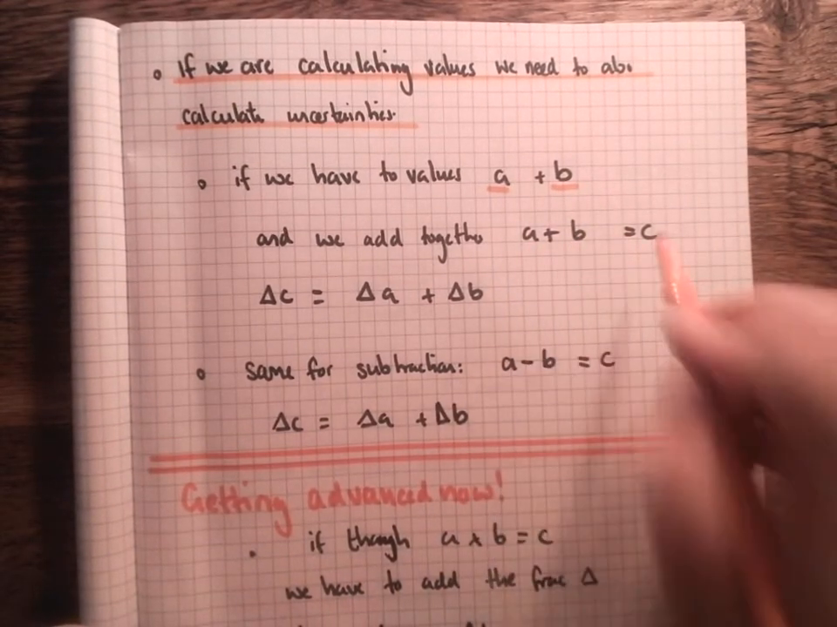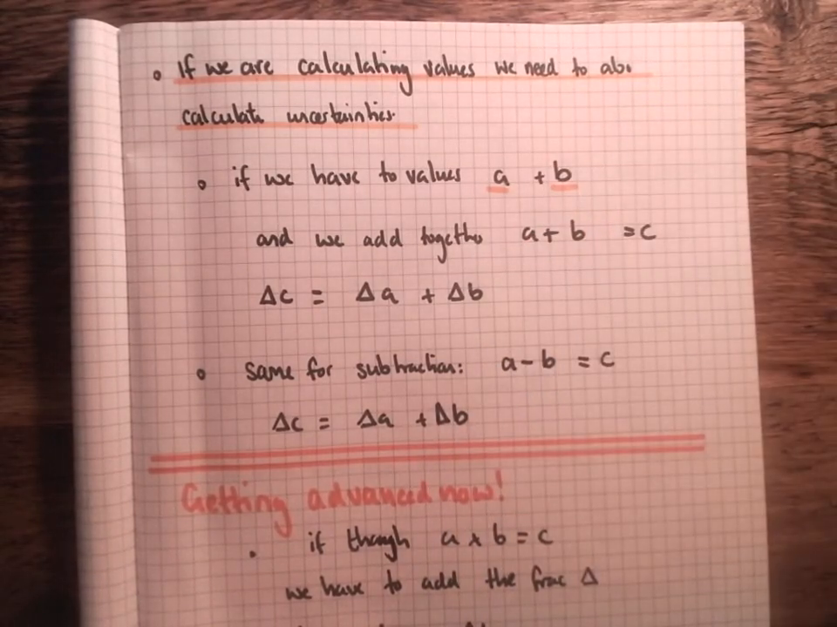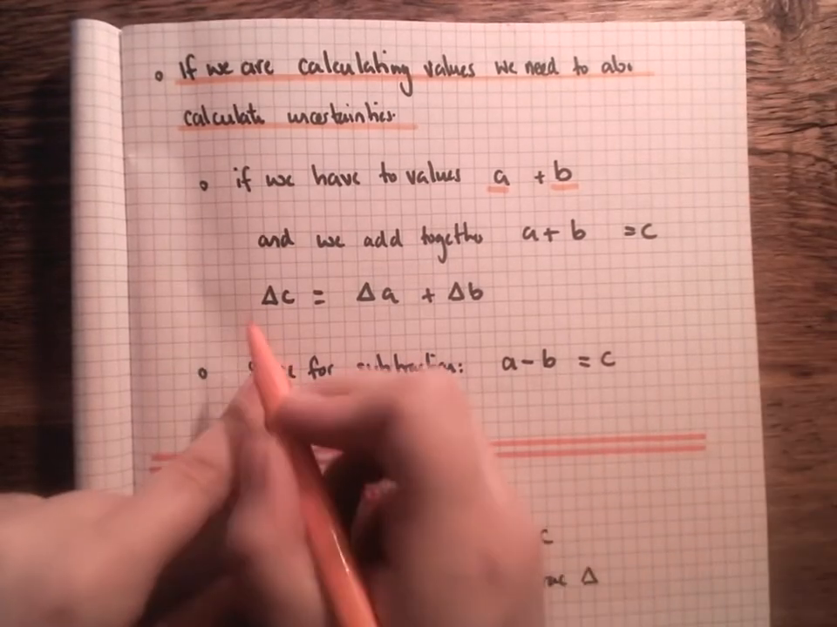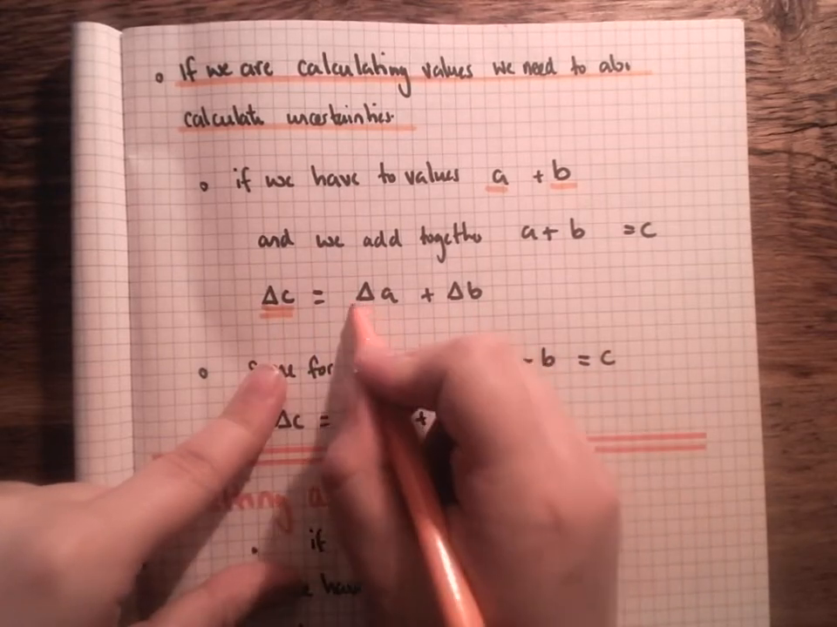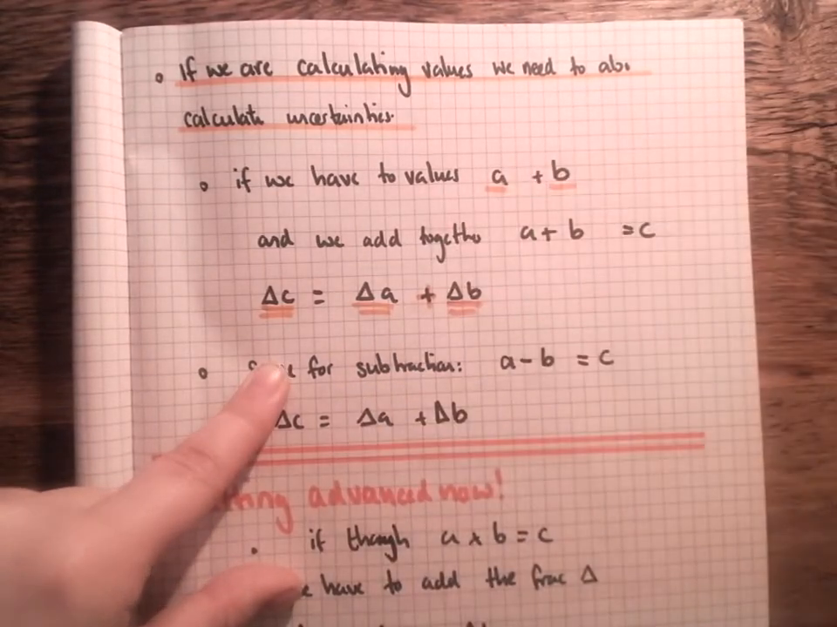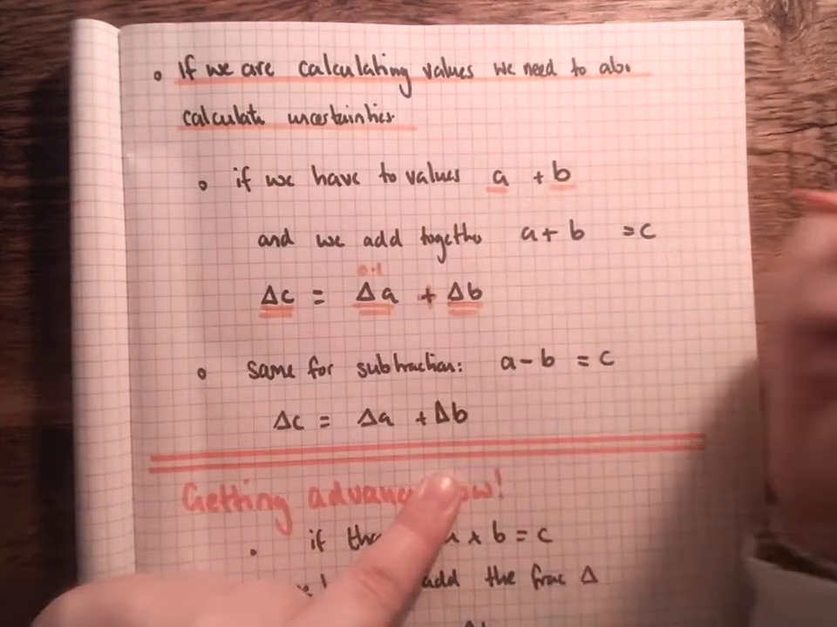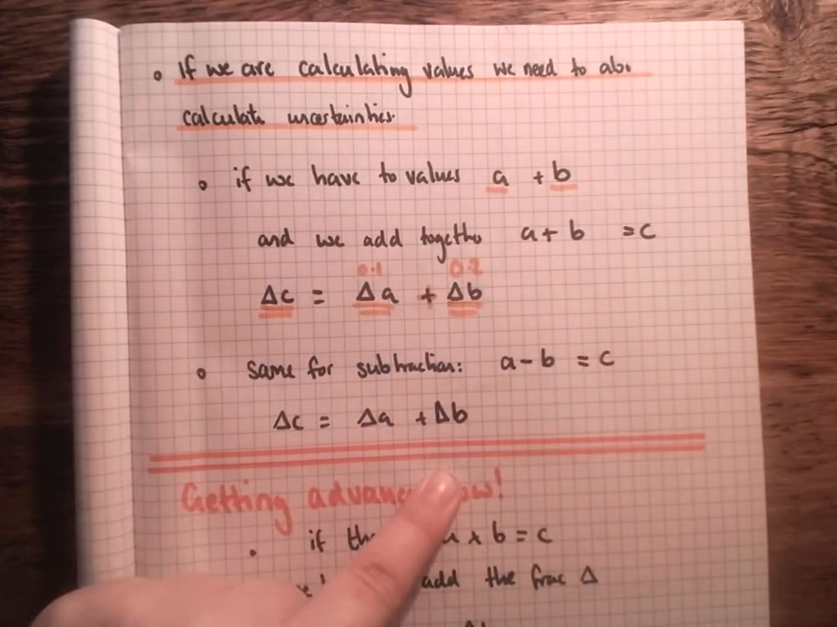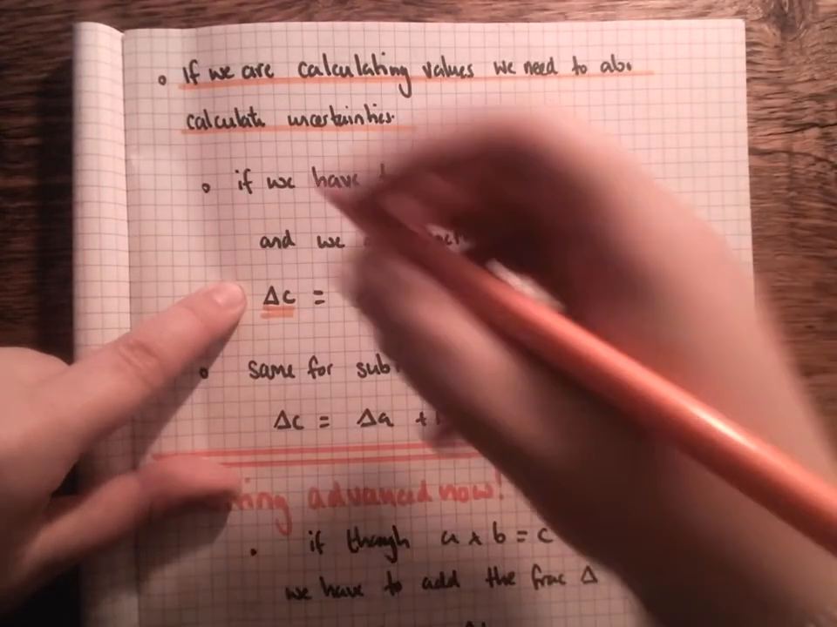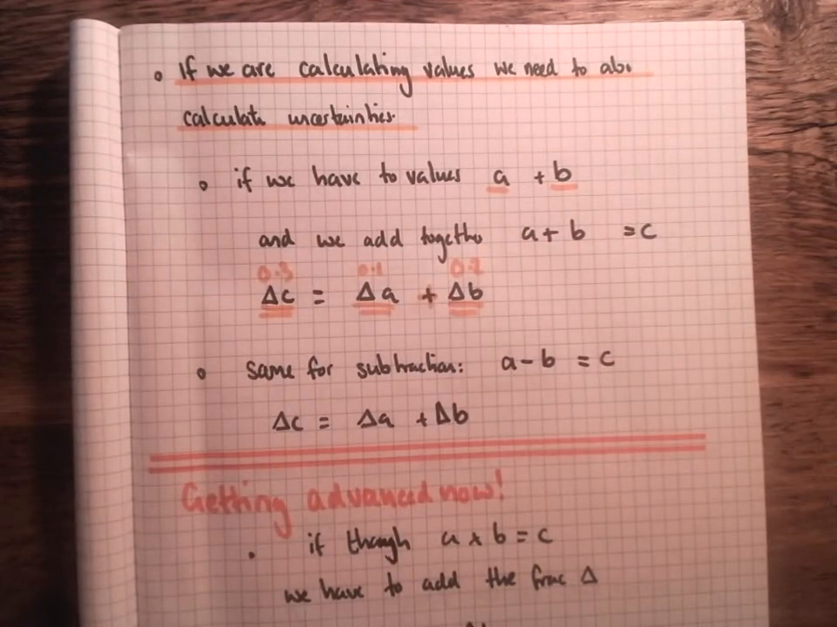So A plus B is equal to C. Well, if I know the uncertainty of A and I know the uncertainty of B, I can then figure out the uncertainty of the answer C. I just simply add the two of them together. So the uncertainty of C is equal to the uncertainty of A added to the uncertainty of B. So if the uncertainty of A was 0.1, and the uncertainty for B was 0.2, the uncertainty of C is going to be 0.3. I simply add the two together there.